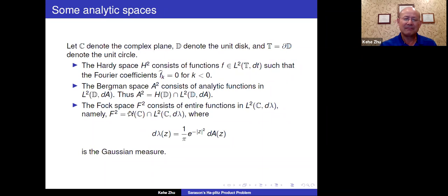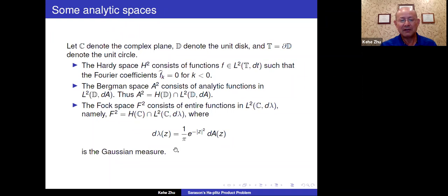Even the term Fock space is not exactly, again, unique. Many people will have different names for the space. But for my talk over here, I'll call the space over here the Fock space. It's a space of entire functions on the complex plane. The measure I want to use over here is the Gaussian measure. Again, dA is the area measure. You use the Gaussian weight function, and so this is called the Gaussian measure.